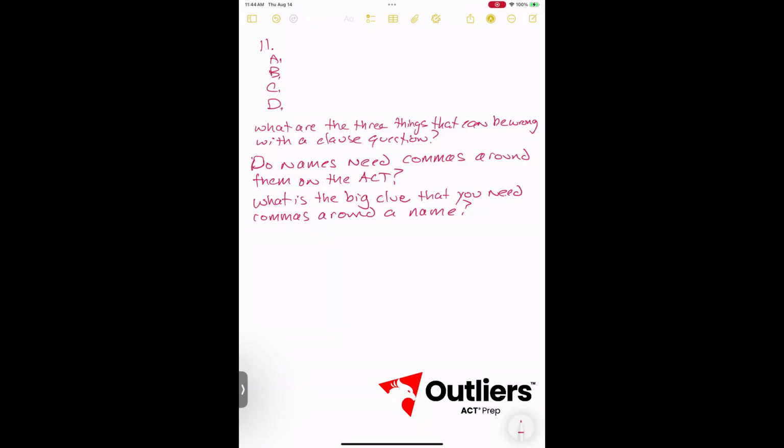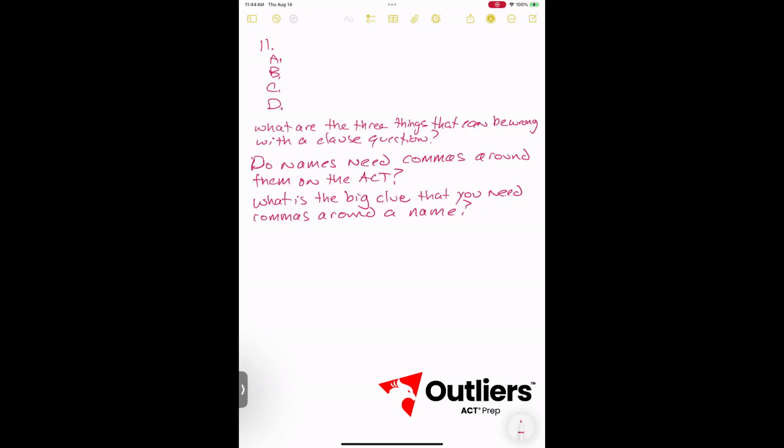The answer is almost never. Almost never. And so you'd be wise, if you see a name, to err on the side of not needing commas around it. What is the big clue that you need commas around a name? There are scenarios, probably about 10% of the time, where on the ACT you do need commas around the name.